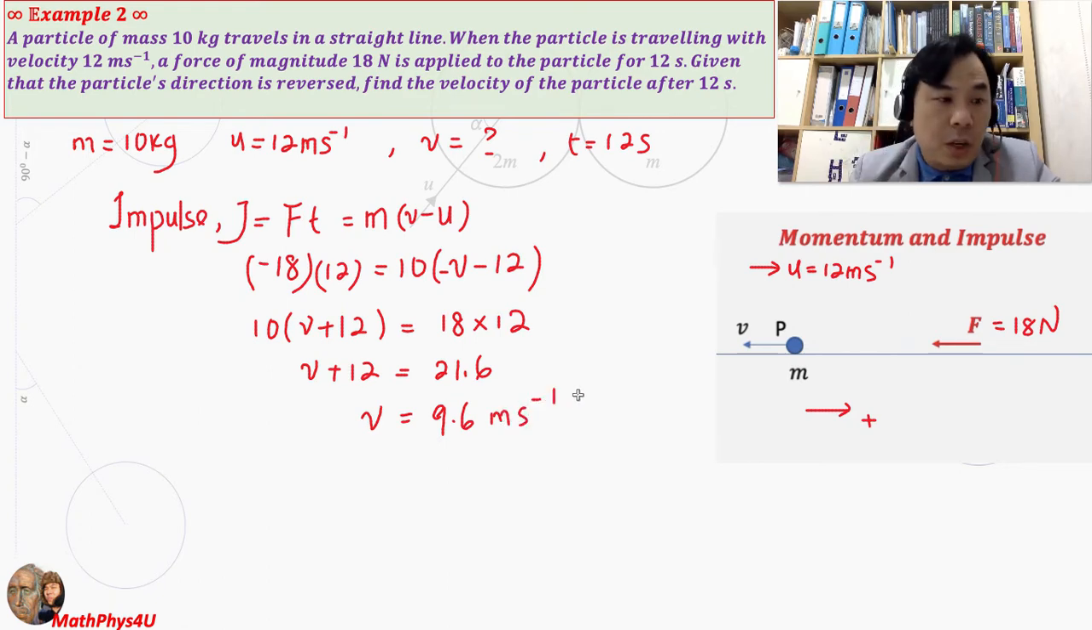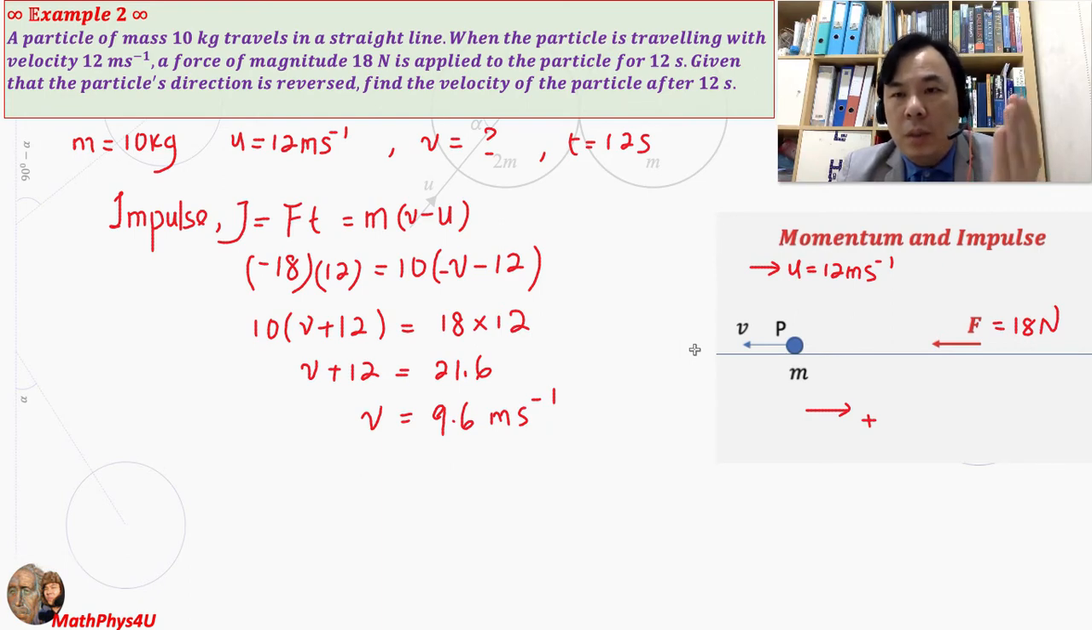All right, just let me double check with my calculator in case I get it wrong. Okay, so therefore we found that the velocity of the particle after 12 seconds is given as 9.6. Of course, if you want to write the appropriate velocity here, you can write it down as a negative direction if you want to use a sign to indicate its direction. But the magnitude of the velocity of the particle after 12 seconds would be 9.6 meter per second. All right, now I hope that is clear at this point.